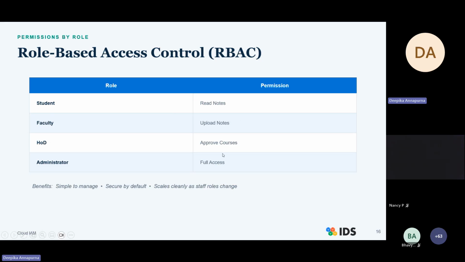What can the HOD do? He can approve the courses. Once he approves the courses, the faculty will have the access to upload the notes. What can the admin do? He will have the full access over all these controls, all the permissions. So simple to manage and secure by default, right? So the student does not have access to upload the notes. We are bifurcating here. We are stopping the student to just read the notes. We are not giving extra permissions to the student. This way we are having role-based access control. Clear? If you have any questions, you can raise your hand.